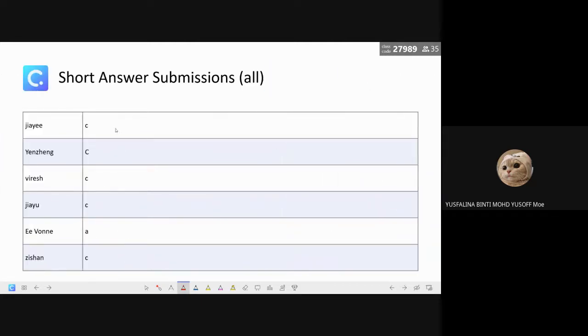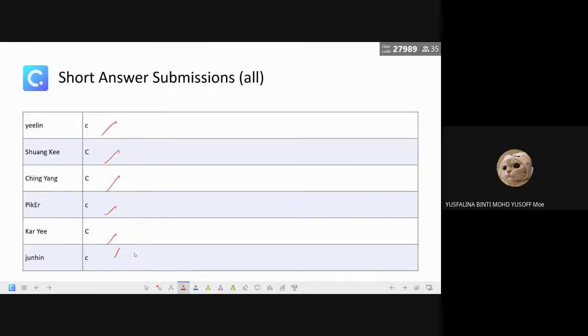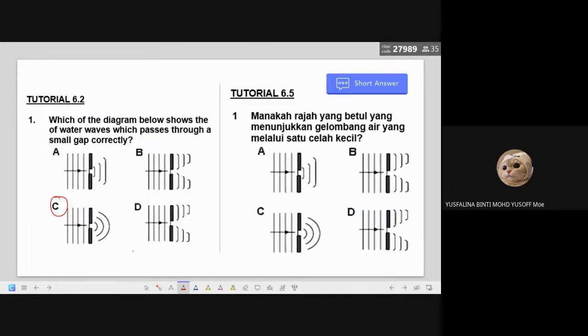Are you clear about the diffraction? Anything you want to ask teacher? Why did you answer A? No, this one already said small, right?